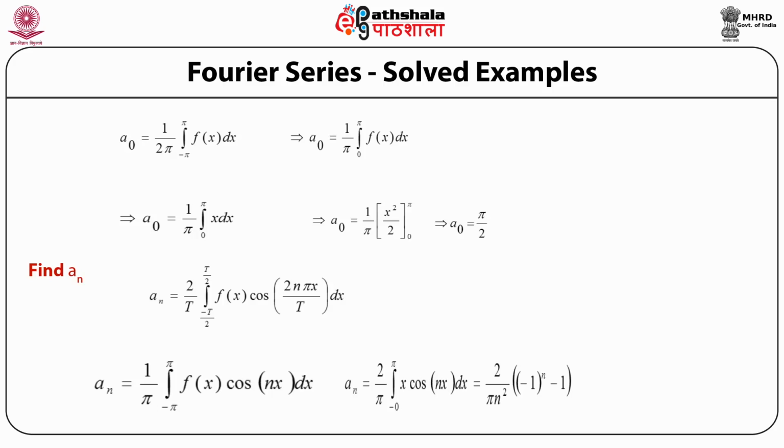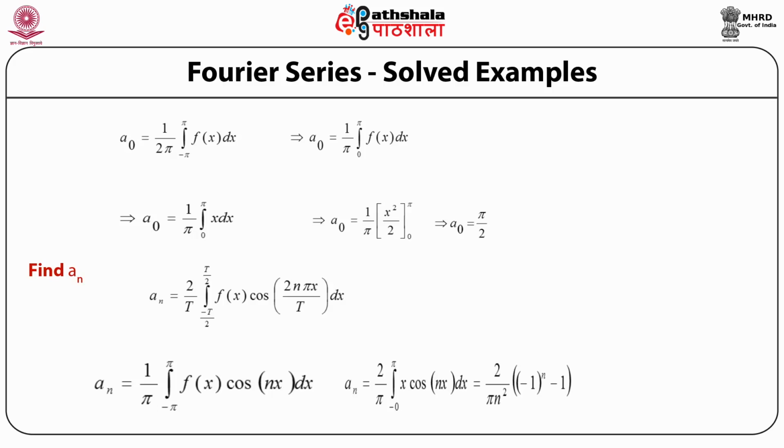For finding an, because the value is different for an as well as a naught, now we are going to try this again: an is equal to 2 over T times the integral from minus T by 2 to T by 2 of f of x cos of 2 n pi x over T dx.